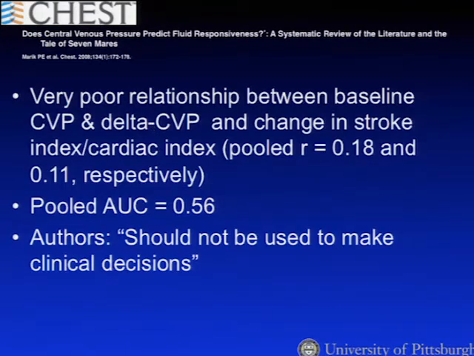The same systematic review went on to pool trials that examined the relationship between CVP or change in CVP and stroke volume index or cardiac index. And both correlated very poorly with those measures. The area under the receiver operating curve was 0.56, with 0.5 corresponding to a coin flip, leading the authors to conclude that CVP should not even routinely be measured in critically ill patients.